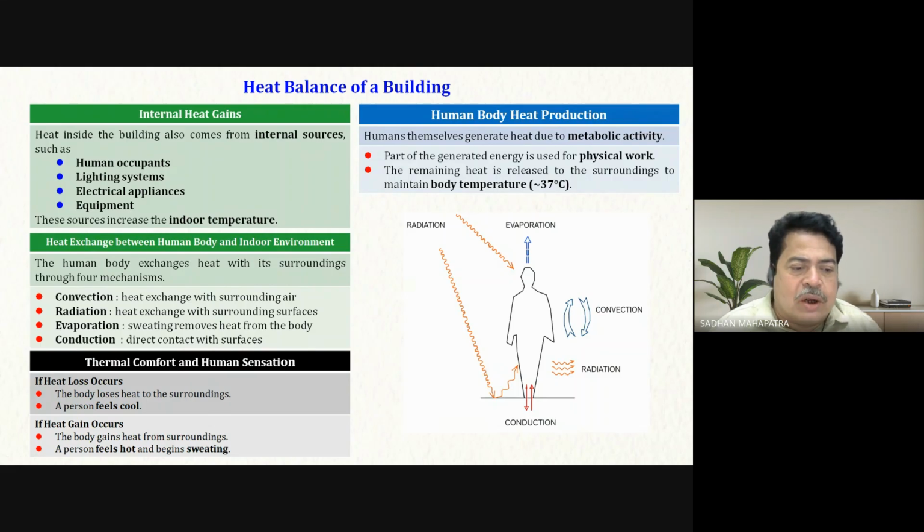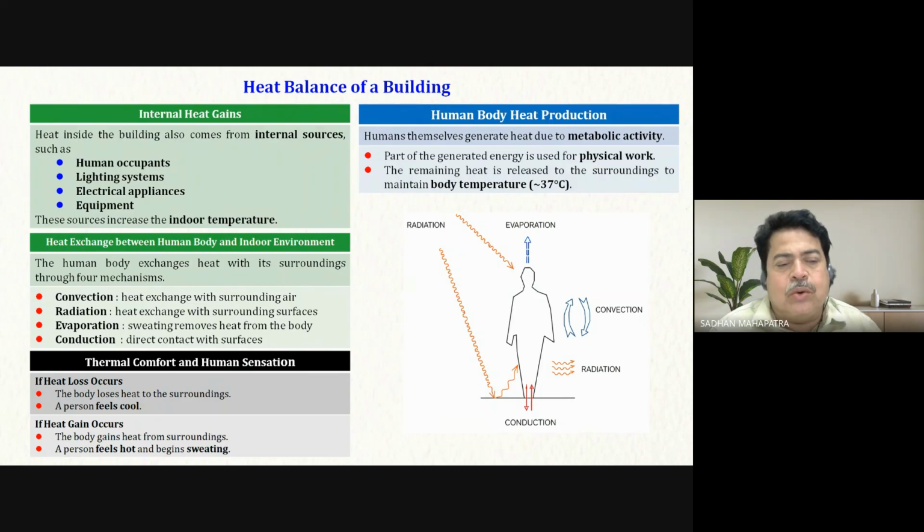If heat loss occurs, the body loses heat to the surroundings, and a person feels cool. But if heat gain occurs, the body gains heat from the surroundings, the person feels hot and begins sweating. Humans themselves generate heat due to metabolic activity. When we do certain work, part of the generated energy is used for the physical work, and the remaining heat is released to the surroundings to maintain the body temperature at approximately 37 degrees centigrade.